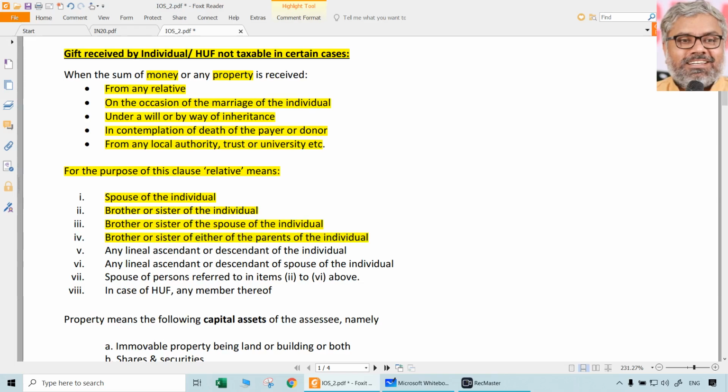Brother or sister of either of the parents of the individual. Again, remember them in your mother tongue, that is easy. Either of the parents, mother or father: mother's brother, mother's sister, father's brother, father's sister. All of them form part of this. Brother or sister of either of the parents of the individual is also a relative. So if we receive a gift from them, then that is not taxable. So that is another point in the definition of relative.